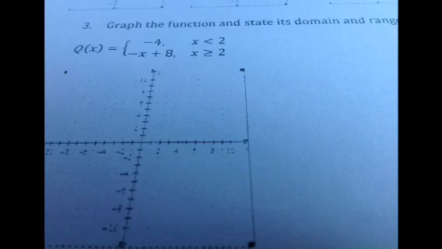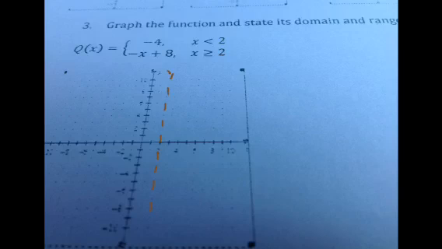Alright, so number 3 is a piecewise function. You have to graph it and then state the domain and range. So it's made up of two pieces right here, and the break happens at 2, when x equals 2. So that's where your vertical dotted line goes. Now again, the picture isn't square, so it looks a little bit crooked. It's the best I can do at this moment. So there's the line that separates the two pieces.